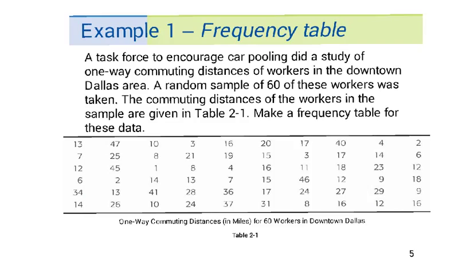Now, the example we were discussing in class was related to a situation where we have a task force encouraging carpooling who did a study of one-way commuting distances of workers in the downtown Dallas area. Based on a random sample of 60 workers in the Dallas area, the following commuting distances were obtained. You see in the footnote here that these are in miles, and the specific commuting distances captured you see in the table. So we have a total of 60 instances captured.